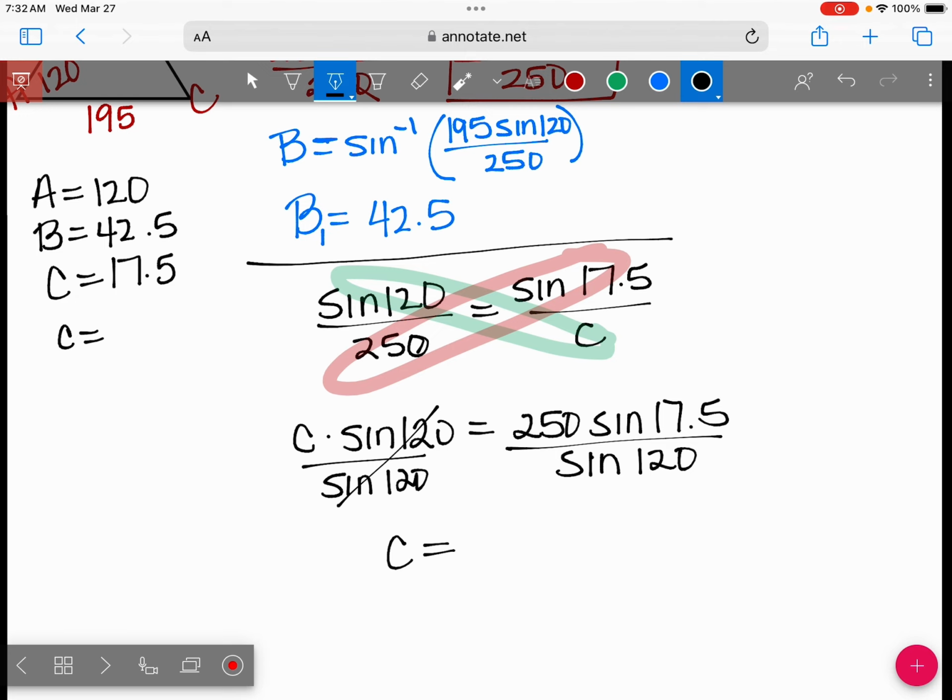So when you type that in your calculator, 250 sine 17.5 divided by sine of 120. Did you all get 86.8? Yeah. Who got 86.8? Okay. So now we have to solve for triangle 1.